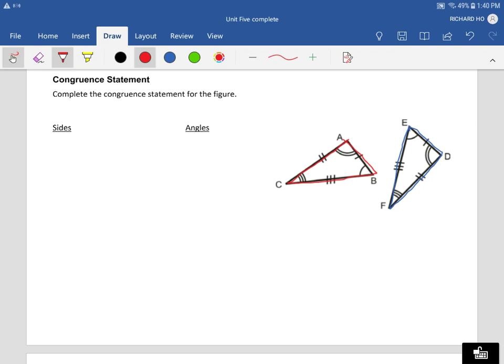This is your congruent statement. It's triangle ABC is congruent to triangle DEF. When you have this much, this is all you need to complete it. So you have this and you have the picture. So this is your congruent statement.